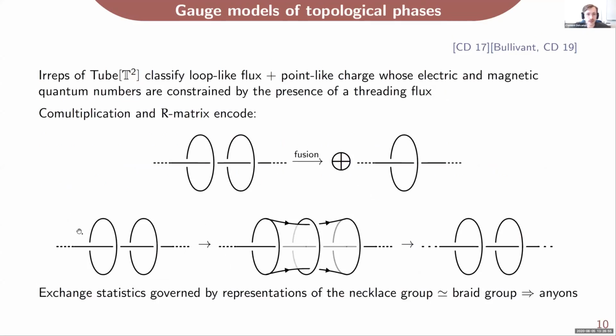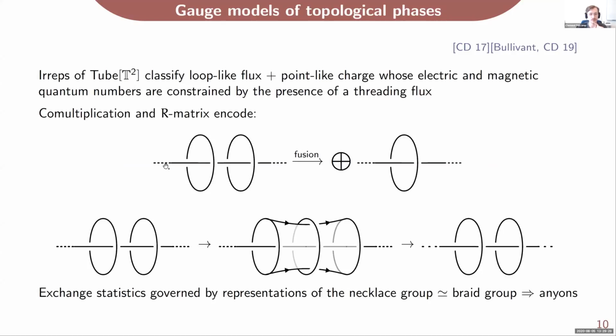Okay, so we have the tube algebra. Then we apply our general recipe in order to find the irreducible representations of this tube algebra. And now the question is, how do we actually interpret these irreducible representations? The right interpretation is that these classify loop-like fluxes to which a point-like charge is attached, in such a way that the quantum numbers associated to this flux and this charge are constrained by the presence of the threading flux. So we have two fluxes and one charge.